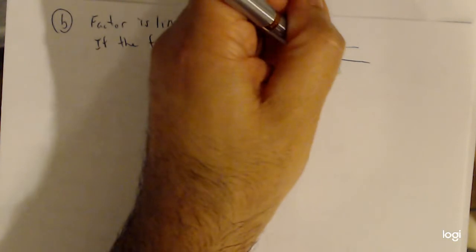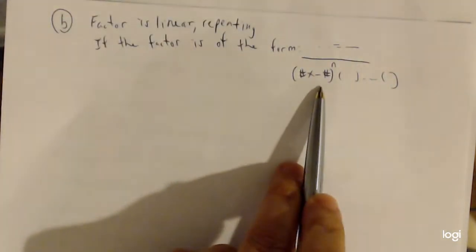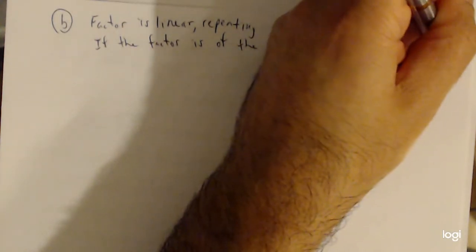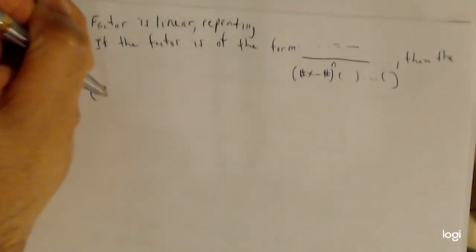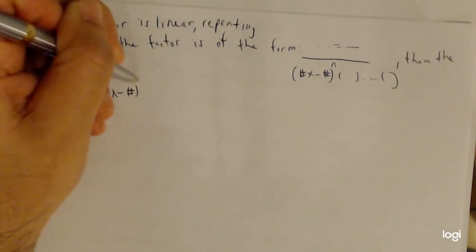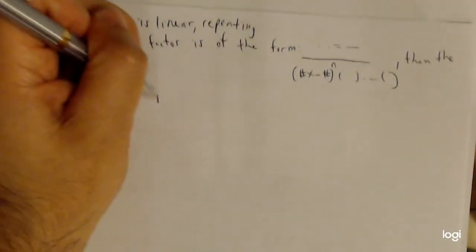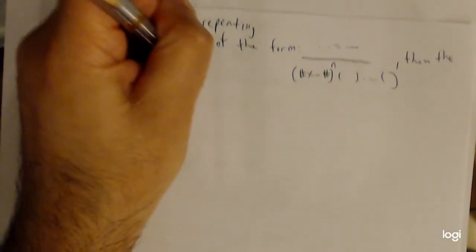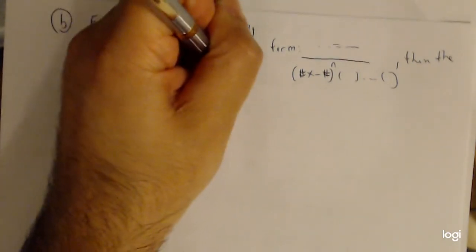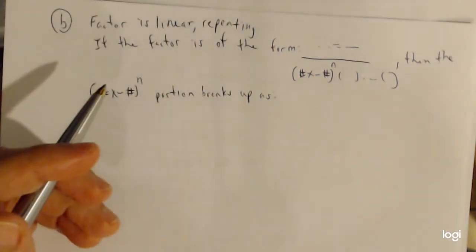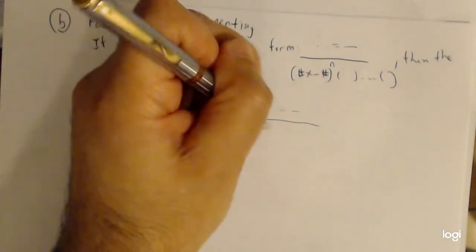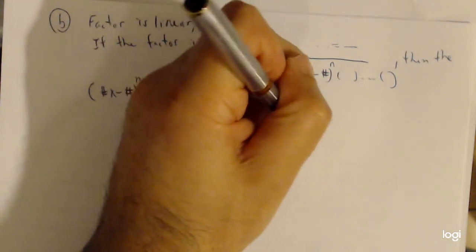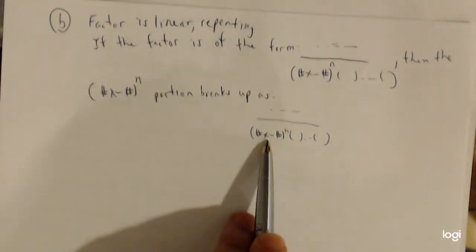Okay, and then I could also have some other factors in there, but this is the one that I care about. So we're going to say that then the (x - number)^n portion breaks up as the following. So it'll be something like this. We have our original fraction before we've broken it up, and then we have some other factors possibly, but this is what I'm focusing on.